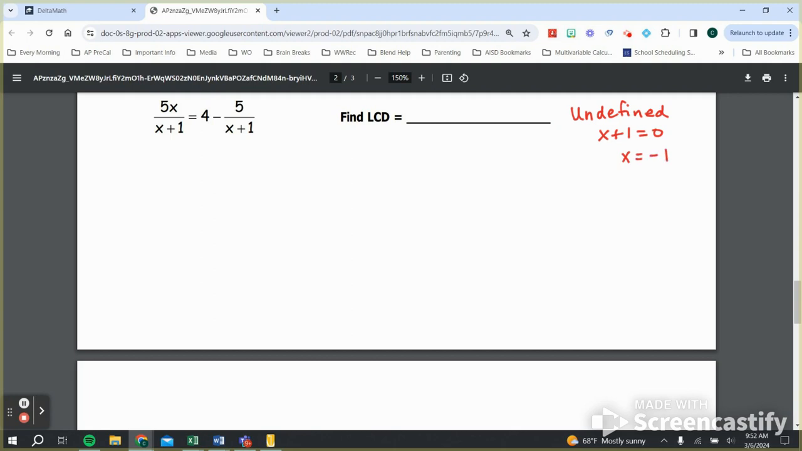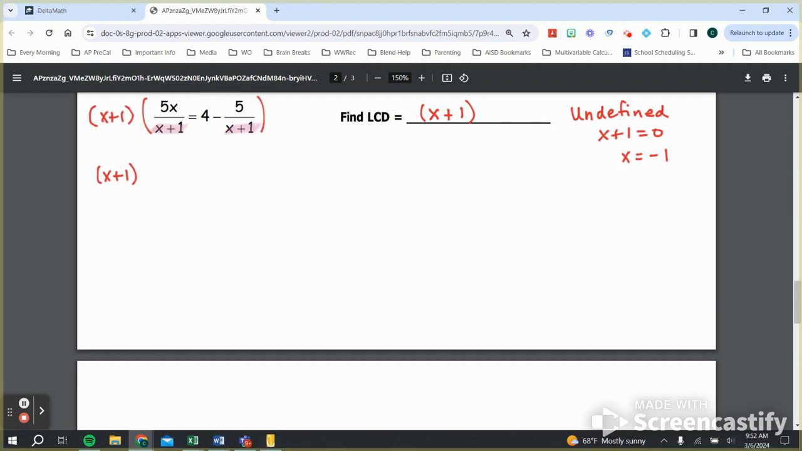All right, so let's find our LCD starting from left to right. Since we're already factored, I don't have to factor anything. So one of my least common denominators is going to be x plus 1. There's nothing under the 4. And then we have another x plus 1. We already wrote it down. So my LCD is x plus 1. I like to put these in parentheses. It makes sure that we multiply correctly and things like that. So I'm going to multiply everything by x plus 1.